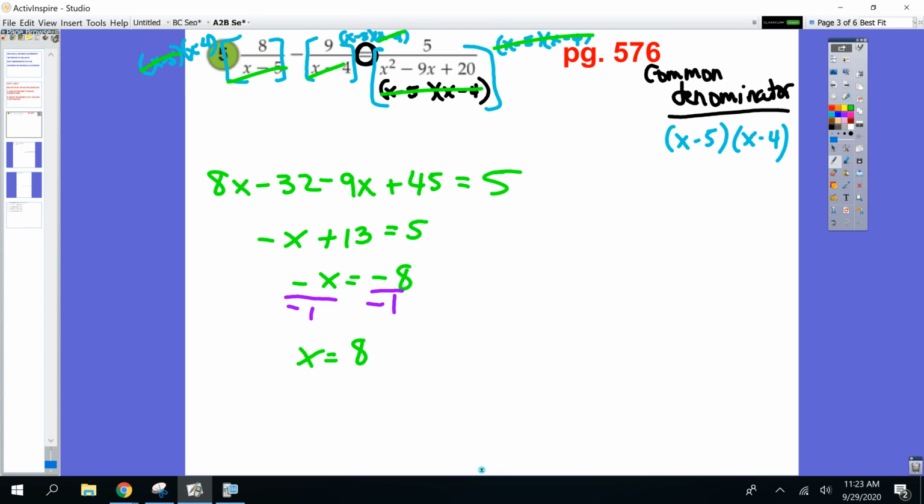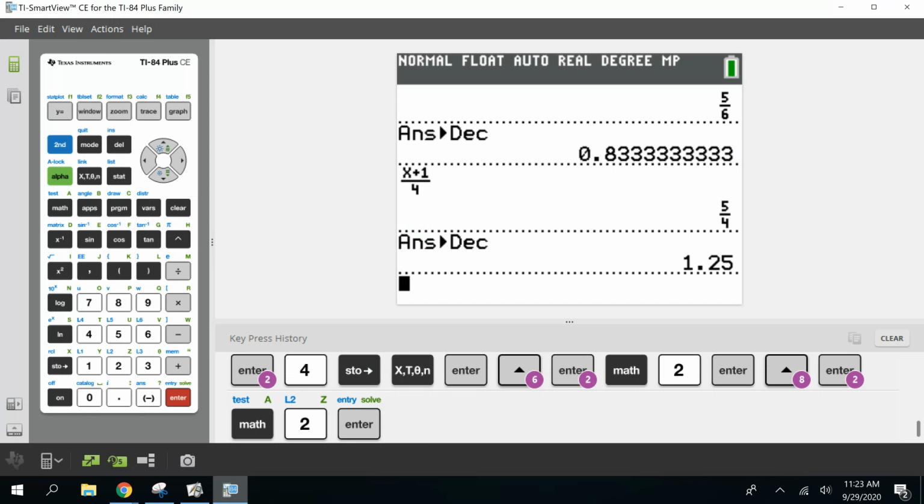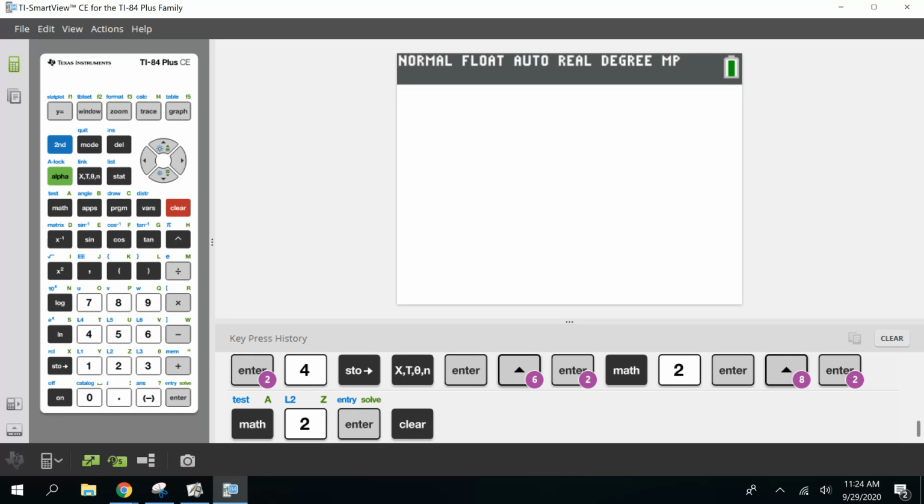Okay, I don't want to hear any whining, complaining. Your calculator does all the work when you check. All right, so let's go and check right now. Everyone pull your blank calculator screen up. We're going to see if 8 is an answer. So ready, 8. Store it in for the variable, which is x in this problem. 8, store it in for x, enter.